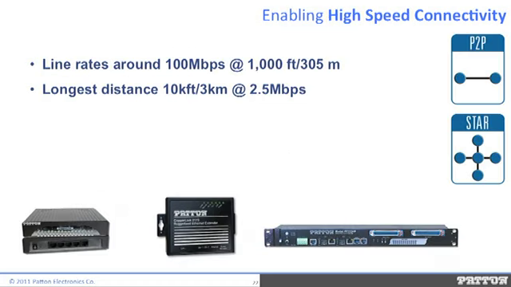We break our CopperLink product line really into 2 segments. We have our high-speed connectivity product line and our long-range Ethernet connectivity product line. Our high-speed Ethernet connectivity equipment allows for data rates of well over 100 meg. This equipment is most often used in applications not requiring long distance. In this product group, we support both point-to-point and star topologies.